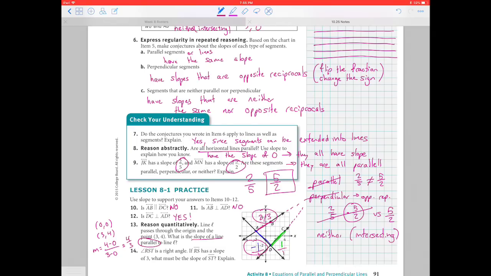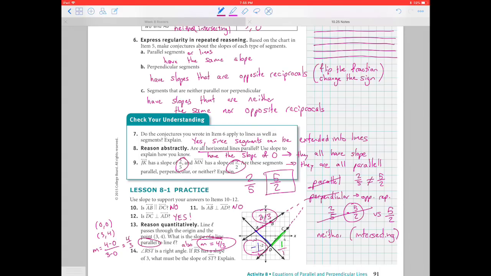So it says, what is the slope of the line parallel? We need to remember what we said about parallel lines. We said parallel lines or segments have the same slope. So we can answer this question now. The slope of a line that is parallel to line L also has M, aka the slope, of 4/3.